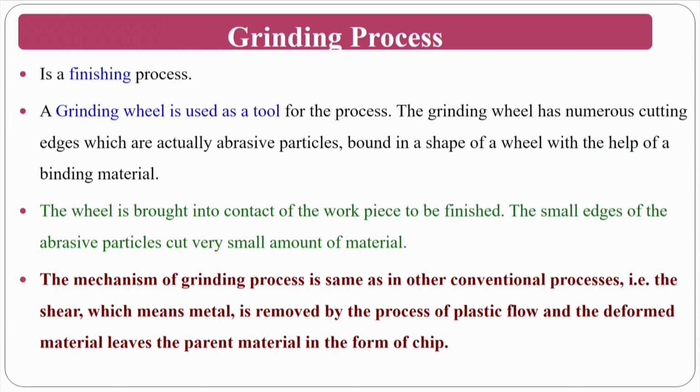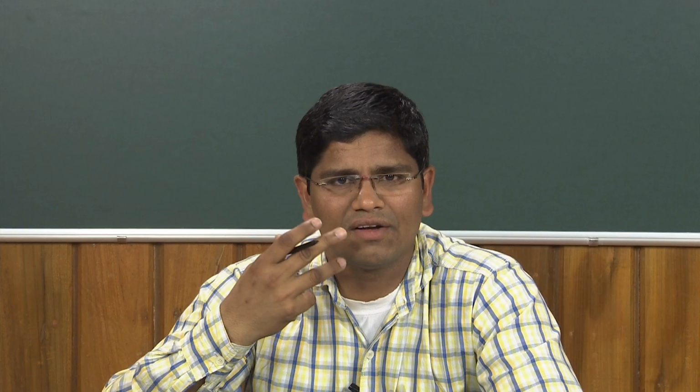So, grinding introduction: it is a finishing process. Normally it is used as a tool where you have numerous cutting edges, millions and millions of cutting edges, which are called abrasive particles, bound in the shape of the grinding wheel with the help of bonding material. Normally the bonding material holds the abrasive particles intact. There are unbonded finishing processes as well; this comes under the bonded finishing processes.